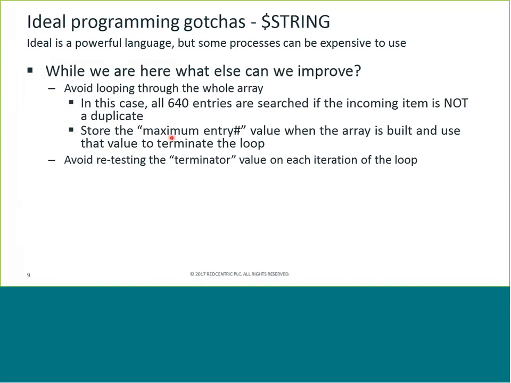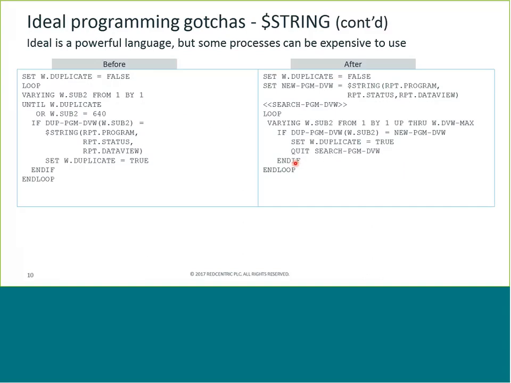Instead, when you're loading up the array, store the maximum number that you've loaded into the array as a value and use that to terminate the loop. Also, avoid retesting the same terminator on each iteration of the loop. I'll show you the resulting code, and that will explain what we've got here.